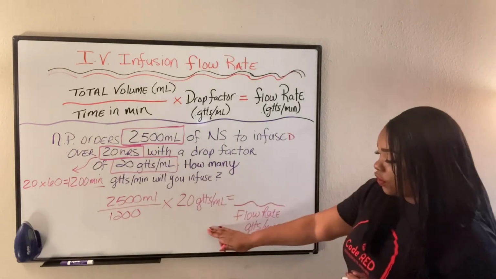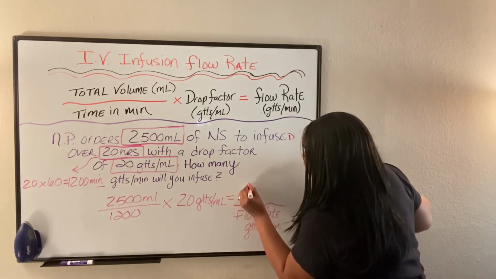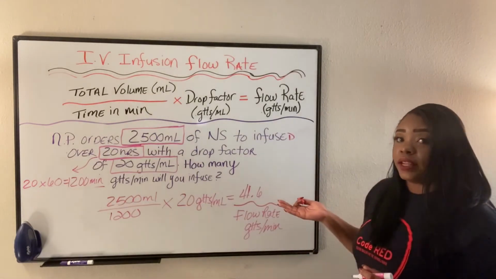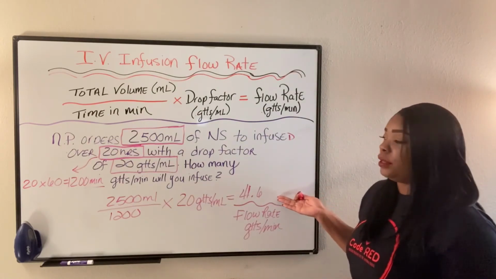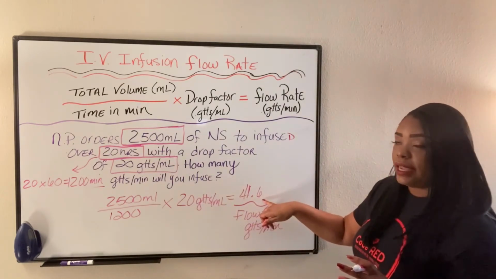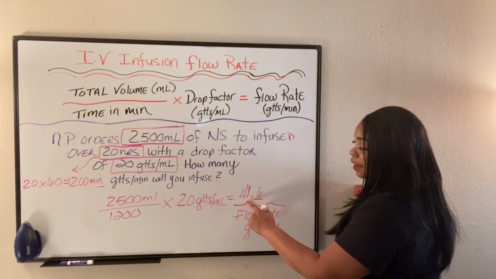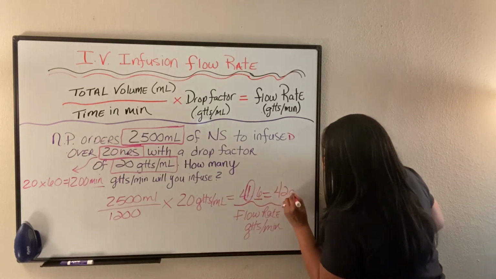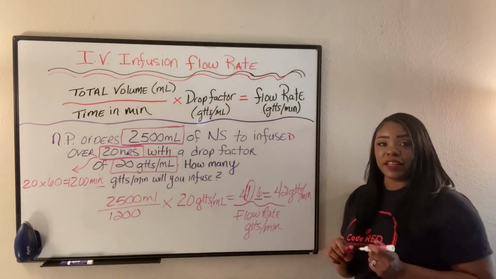So the final answer for this calculation ends up being 41.6. Okay. So, like I said before, when you're calculating the flow rate, the drops cannot be in a decimal point. You have to round them. So let's go through our rounding principles. The number immediately to the right of the decimal point is 6. So it's above 5, which means the number immediately to the left of the decimal point will go up by 1. So this is equal to 42 drops per minute, which is the flow rate.